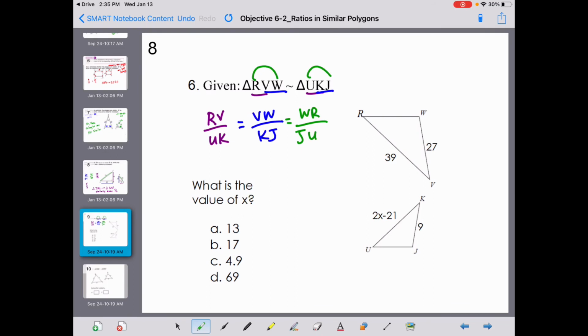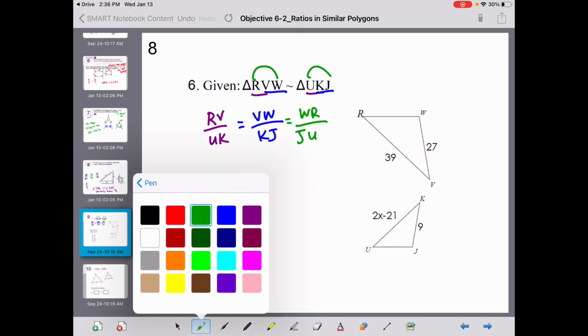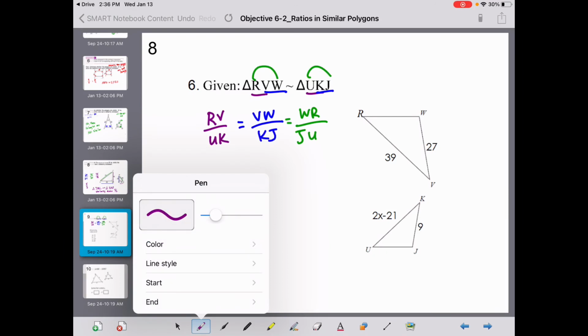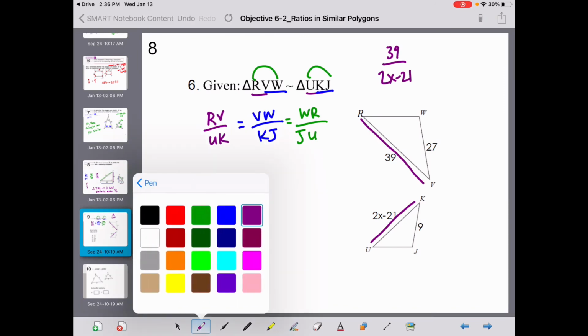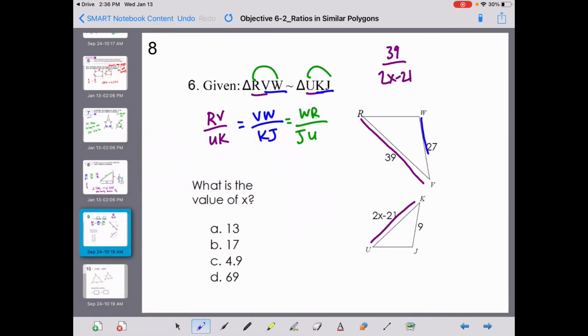Now I'm going to look to my triangles, and I'm going to place the numerical values in for those different sides. So RV, UK. So I've got 39 over 2x minus 21. Now I've got VW, which is 27, KJ, which is 9.